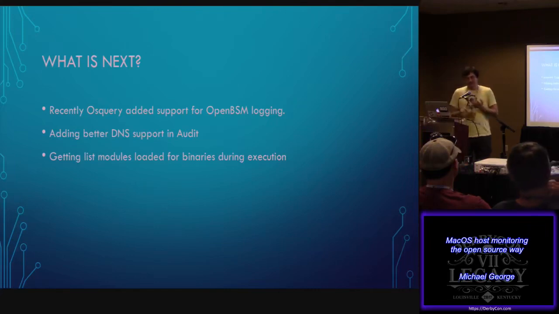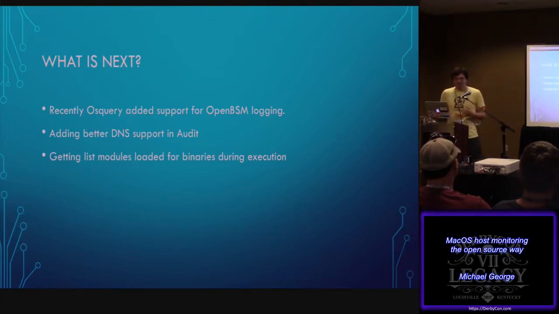Adding better DNS support in audit. You know how it says mDNSResponder instead of the actual domain, since we know that's returning back to the system, you can actually just loop that in yourself, or you can ask the OpenBSM community to put it in for you, since it's already going back there anyway.